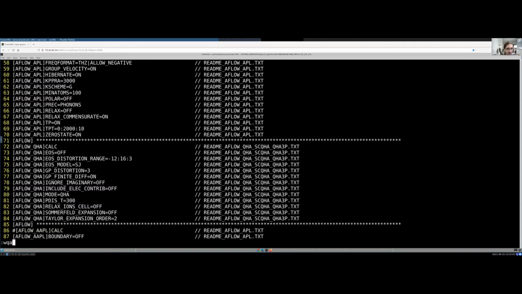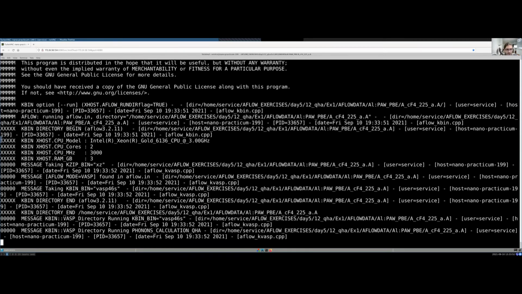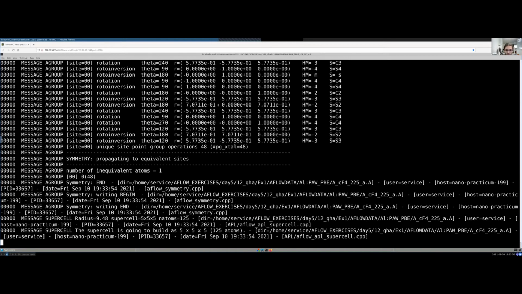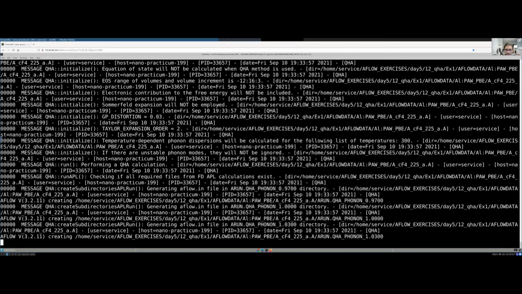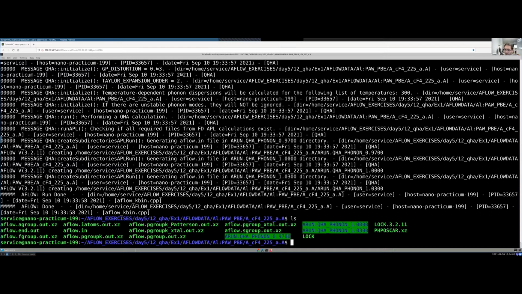We save the file, and we do aflow --run command, generate AFLOW only. And as we see, 3 directories are created. And one of them is 3% volume compression, another is 3% volume expansion, and third one is for equilibrium volume.